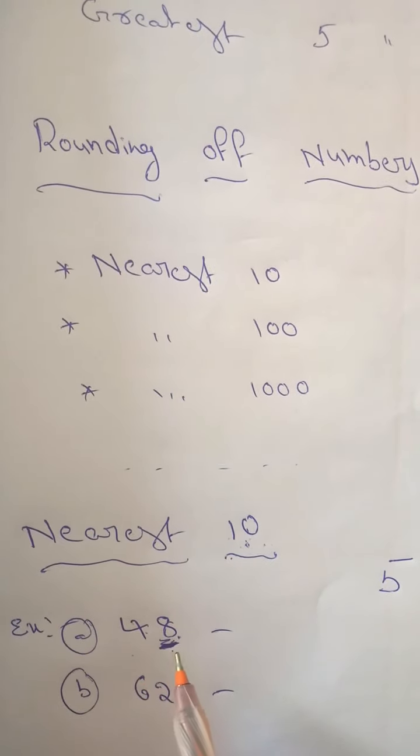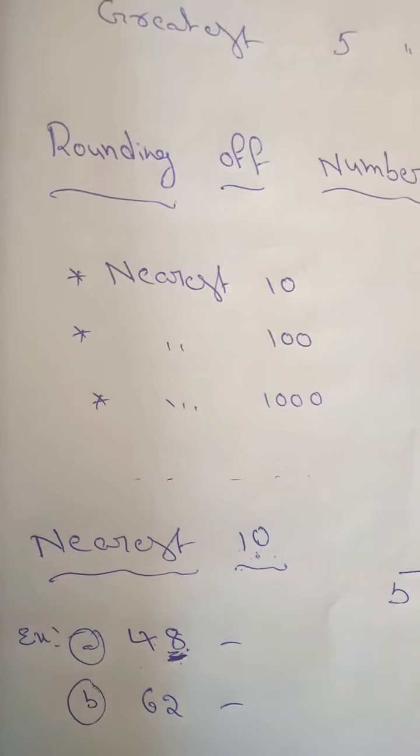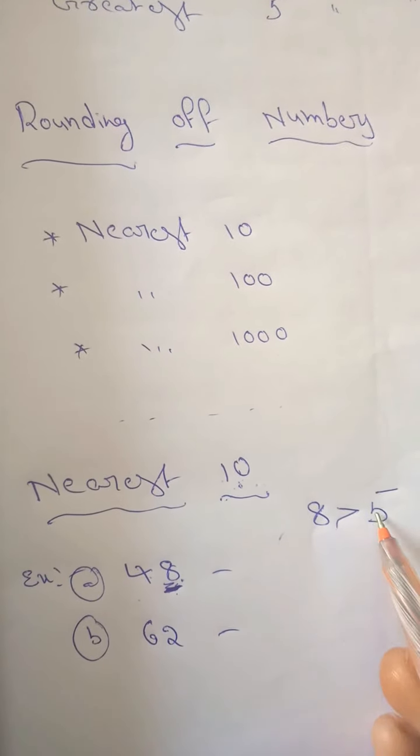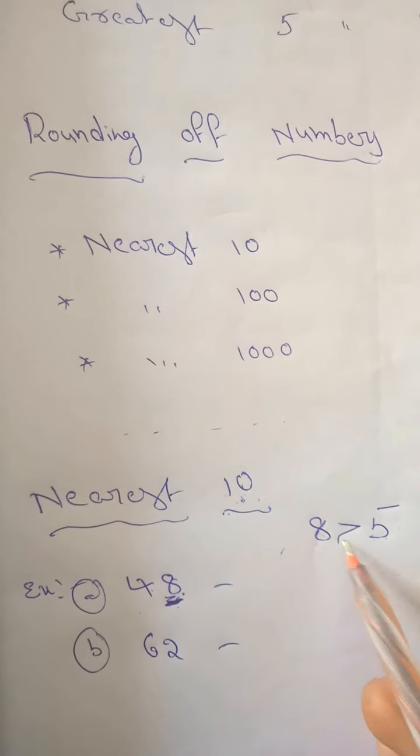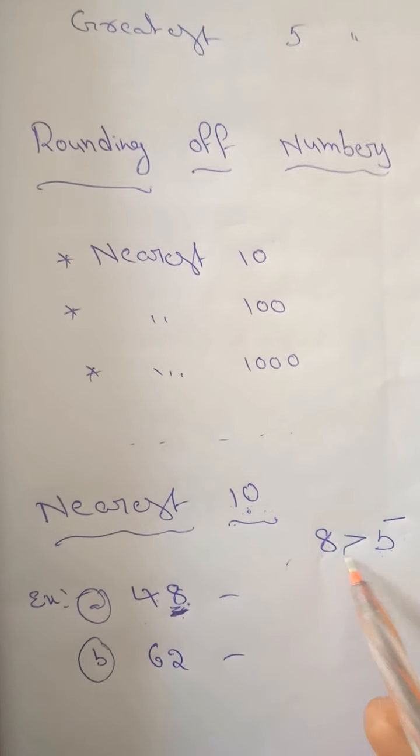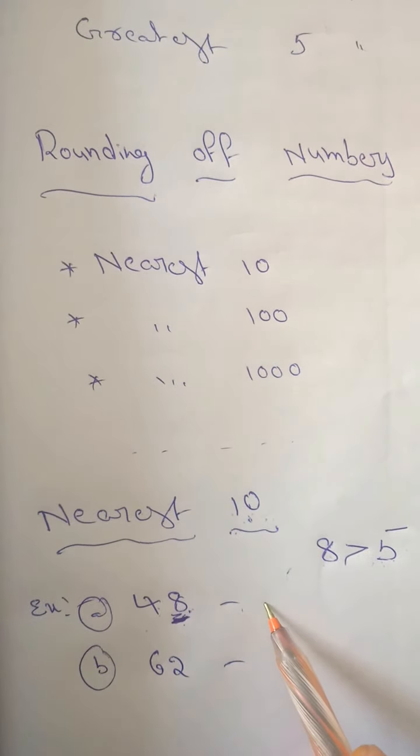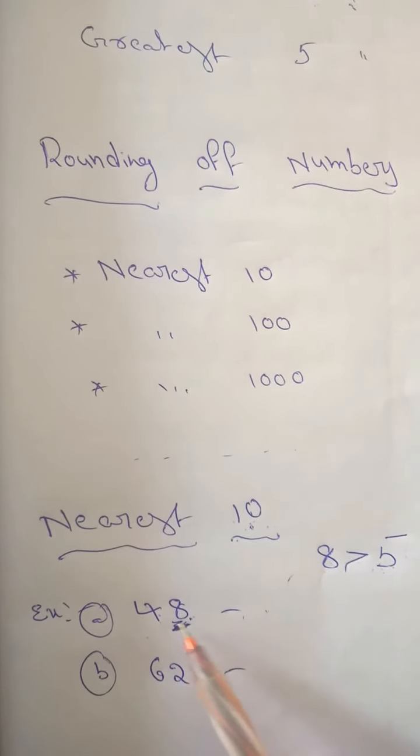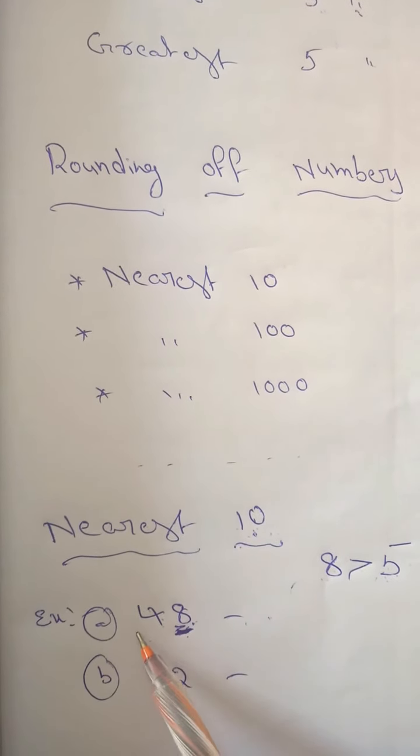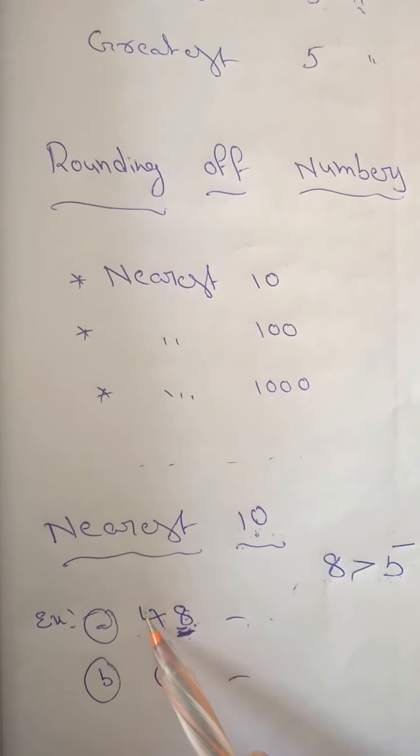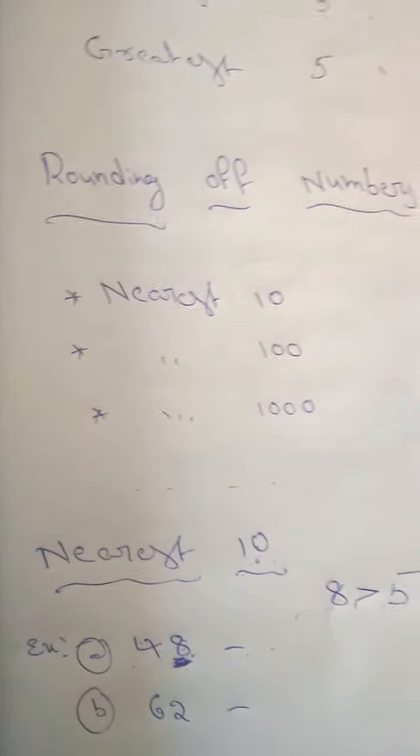Now what is the ones place digit here? It is 8. 8 is compared with 5. 8 is greater than 5, so 8 is more than 5. So 48 is nearest to 50. Whenever the ones place digit is greater than 5, the next digit, the tens place digit, is changed, and the ones place digit becomes 0.